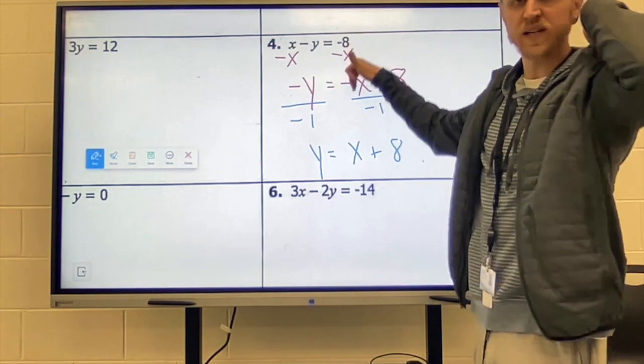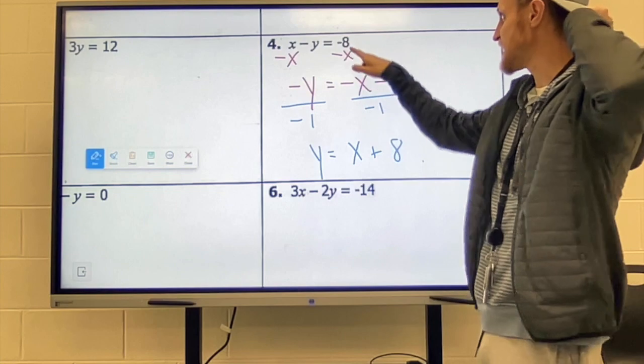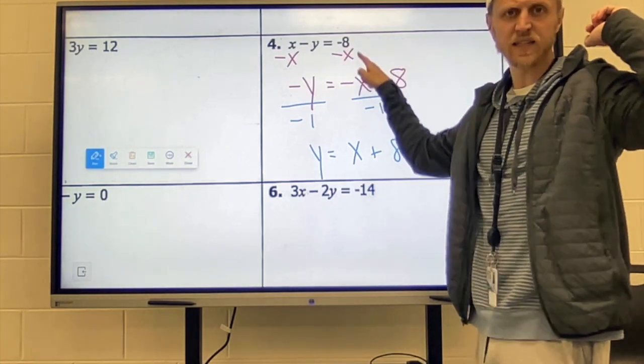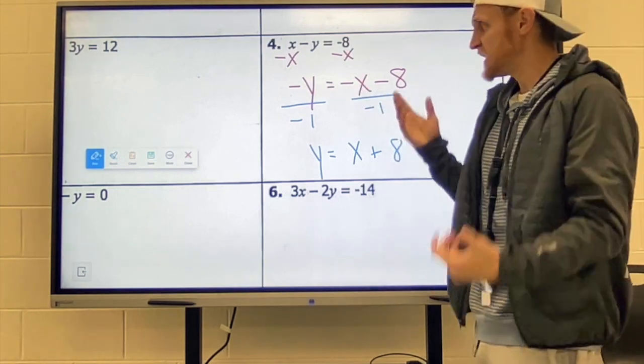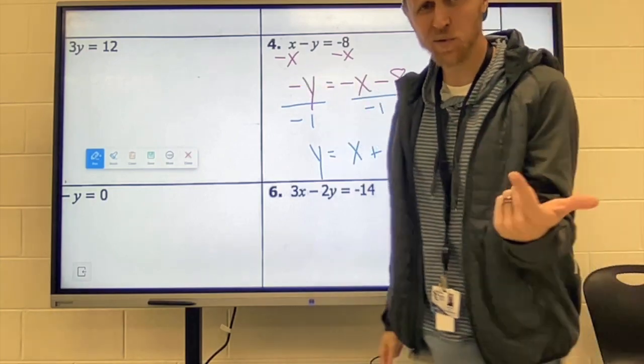When you do so, you realize these are not like terms, so you put the x first and then the 8 second. Since that 8 was negative, I left it as a negative 8, and since I'm subtracting x, I put it as a negative x. That's why these things are lined up like they are. Now, we're not done yet because we have a negative y. We have to get rid of that negative.